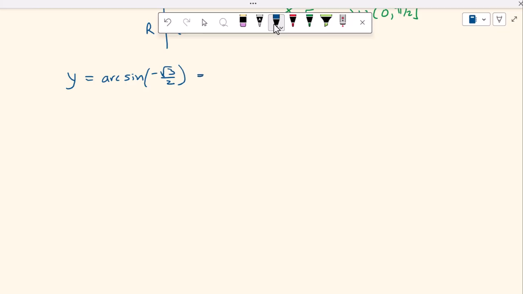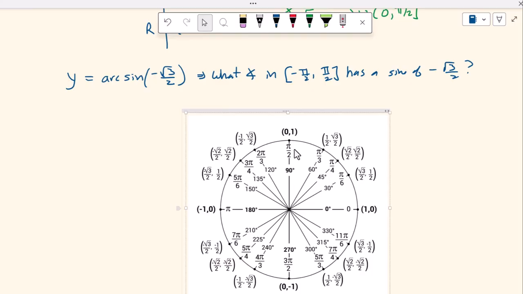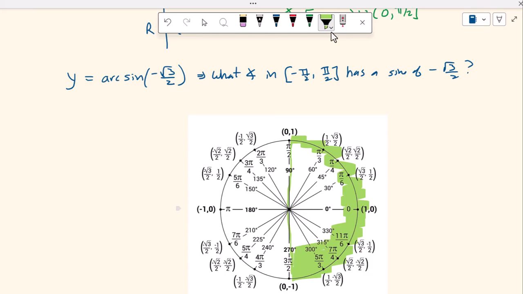So if we have a problem like this, it means what angle in the interval from negative to positive pi over 2, that's quadrants 4 and 1, has a sine of negative square root of 3 over 2. And that's the question you should write for every one of these. It really helps in understanding what's being asked of you, and it helps in answering it as well. Okay, so here's that unit circle. Now remember, for arc sine, I'm in quadrants 4 and 1. I can't move outside of there, and all of my angles have to lie within here. So negative sine is going to be in quadrant 4, so this tells me it's quadrant 4.